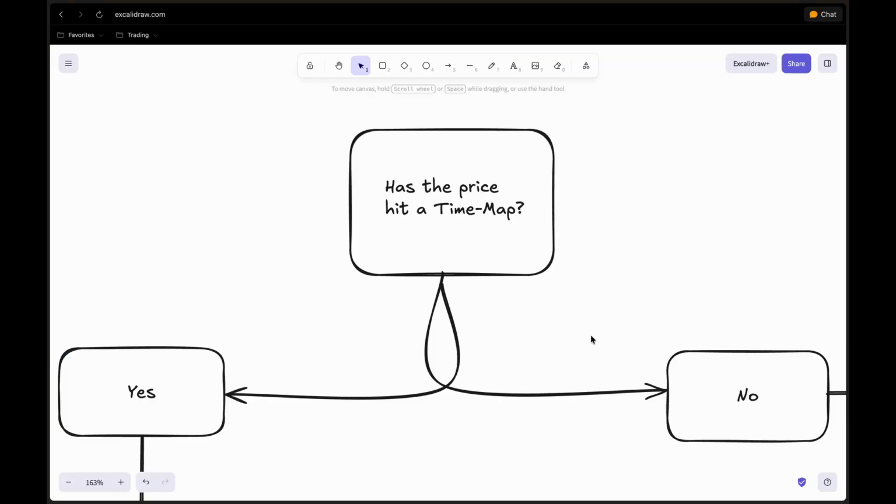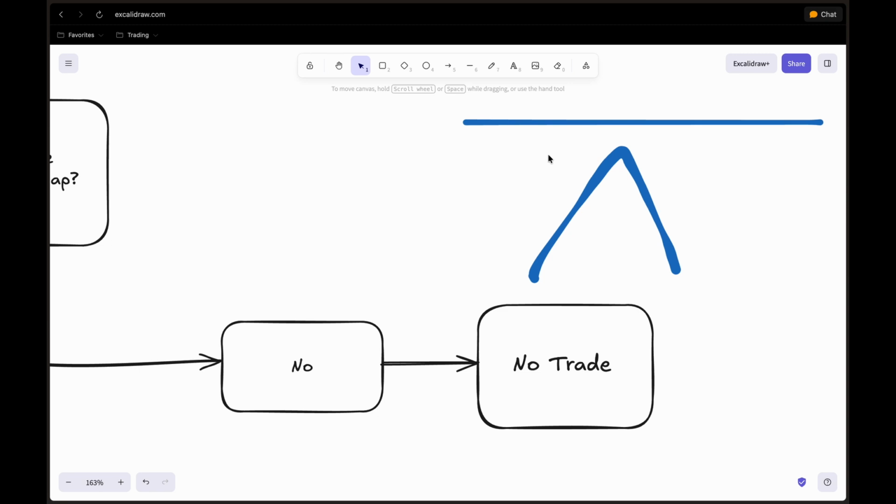Before I jump on to examples, I want to show you a flowchart that will help you stay out of markets that have not hit the area of interest. It will also help you figure out how to trade when the price actually hits the time map. So the beginning is, has the price hit a time map? And what is a time map here? It's either a previous day high, previous day low, weekly high, or weekly low. So you ask yourself, has the price hit a time map? If the answer is no, that means this is the level. Price is here, it goes and it returns without hitting the time map. There will be no trade.